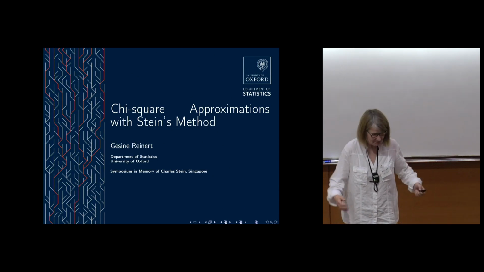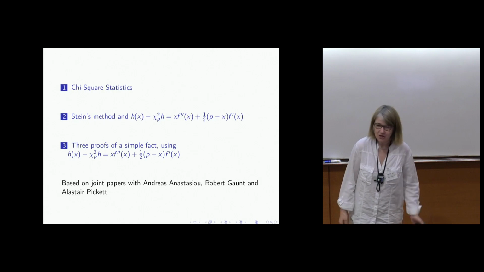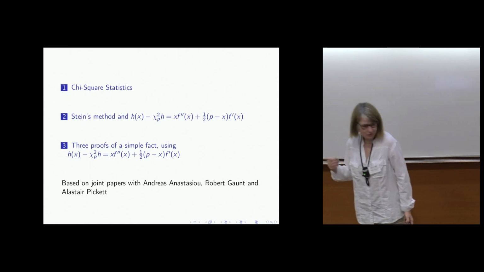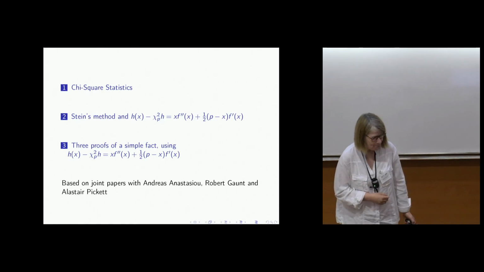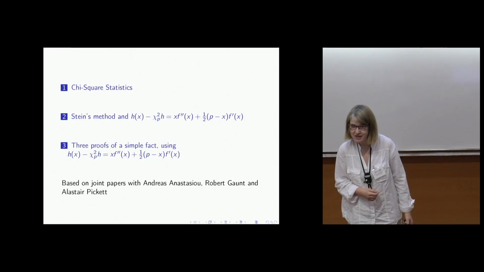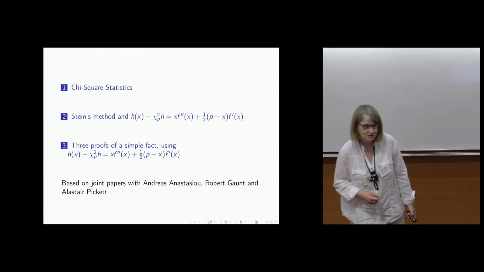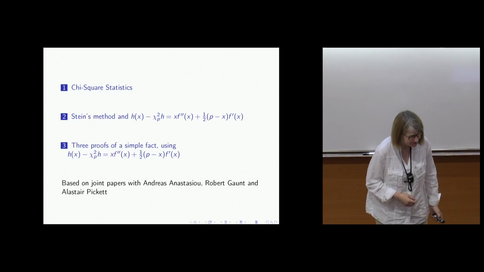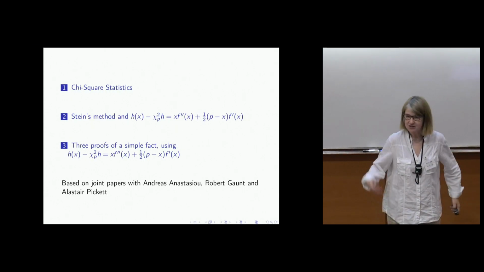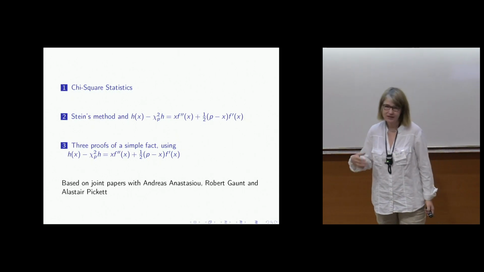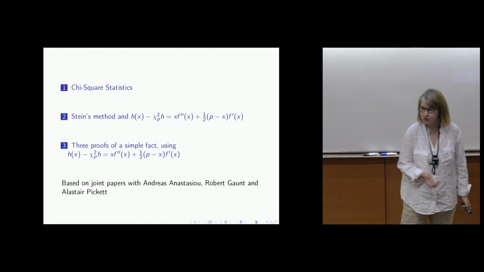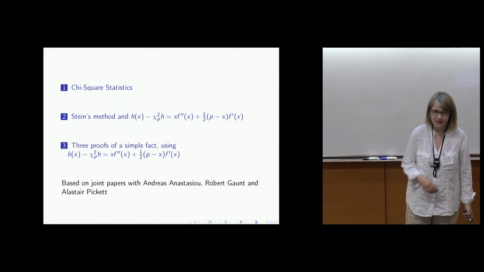So I'm going to talk about chi-square statistics, and then I'm going to bore you with 3 proofs of the same simple fact, which you probably know already from your undergraduate degree, but just trying to make different points about how we can get chi-square approximation results using different techniques.